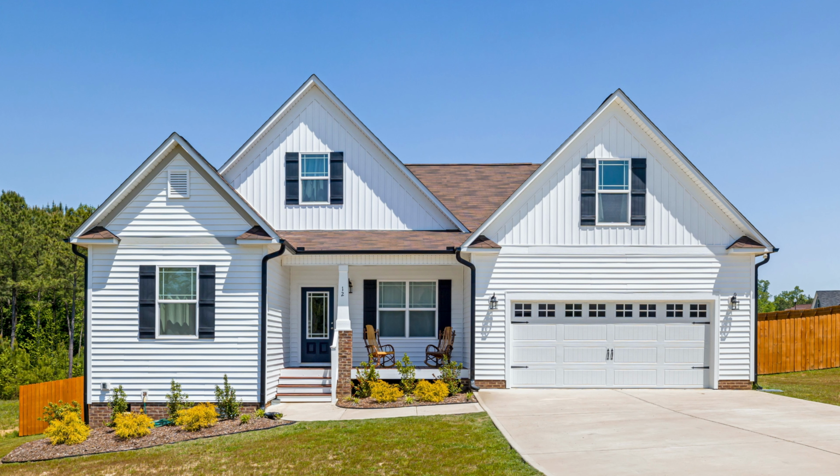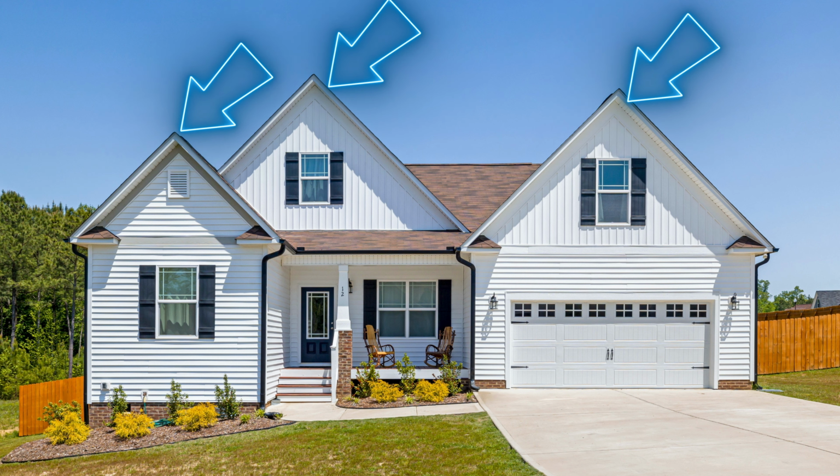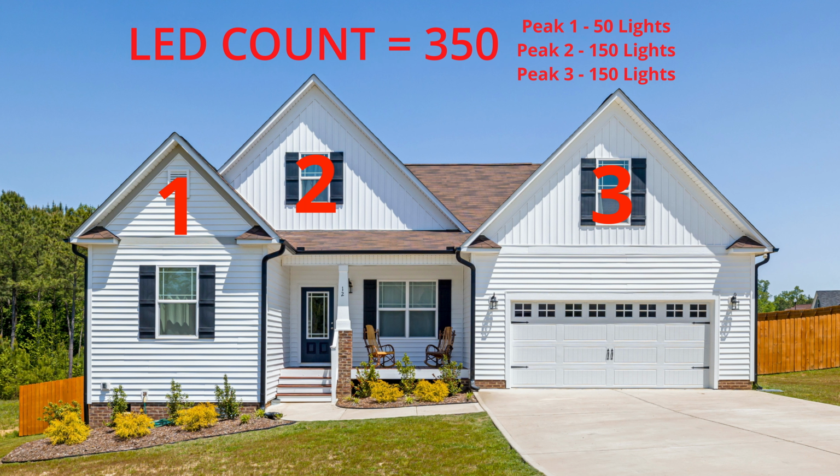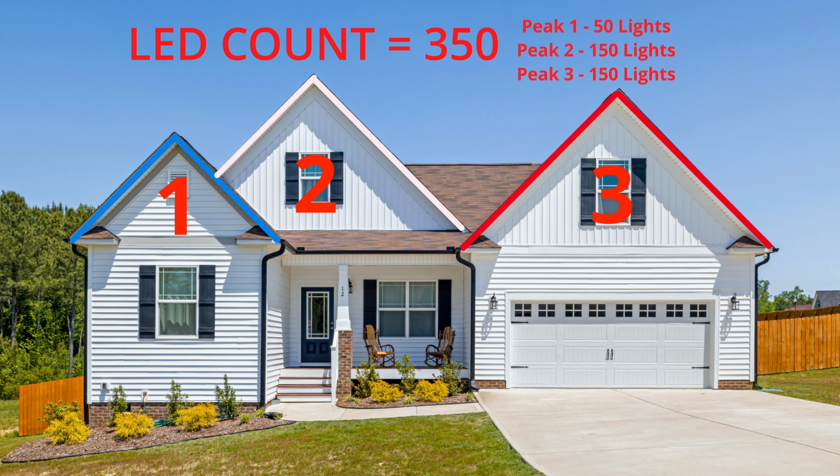In this scenario, we have 3 peaks that we wish to control individually. To achieve this, we first establish the LED count, indicating the number of lights connected to each output. Then, we divide these lights into segments. With this setup, we can assign specific colors to each peak: blue for peak 1, white for peak 2, and red for peak 3.